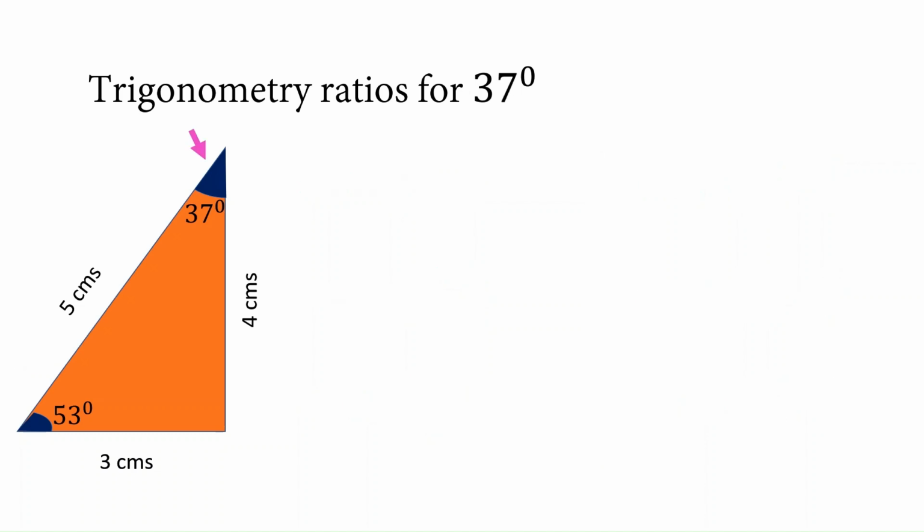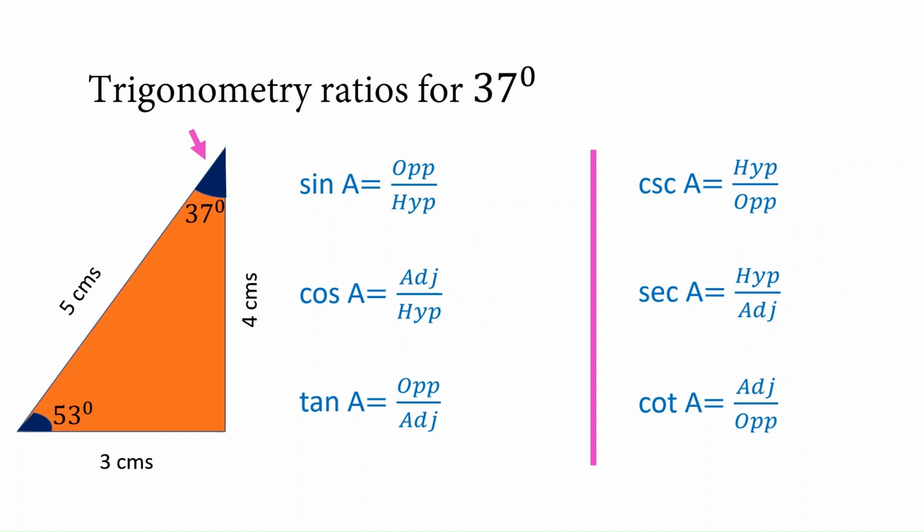Coming to the next angle, that is the 37. Here for 37, opposite side is 3 and adjacent side is of 4 centimeters length. Now again, for all the 6 trigonometric ratios, substituting the values, sine 37 is opposite by hypotenuse, that is 3 by 5. Cos 37 is adjacent by hypotenuse, that is 4 upon 5.